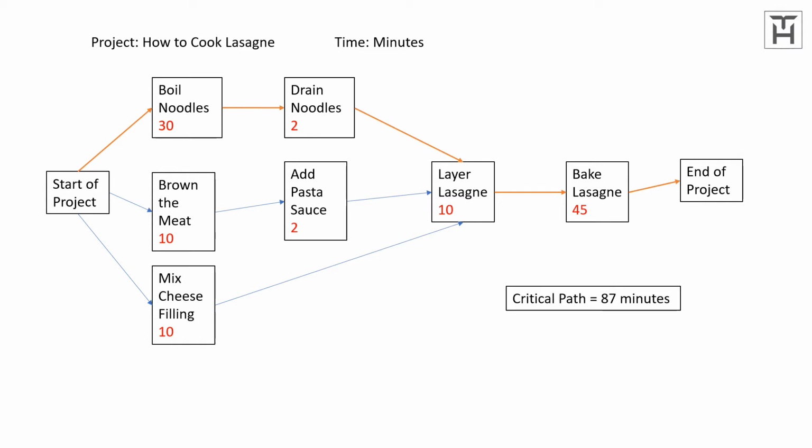Now I've highlighted the critical path in orange, the orange arrows at the top. And if you add up all those numbers, the 30 minutes, the 2 minutes, the 10 minutes, the 45 minutes, that all comes to 87 minutes before the project ends. So I can say now with some confidence that this project, how to cook a lasagna, should take around 87 minutes to complete.